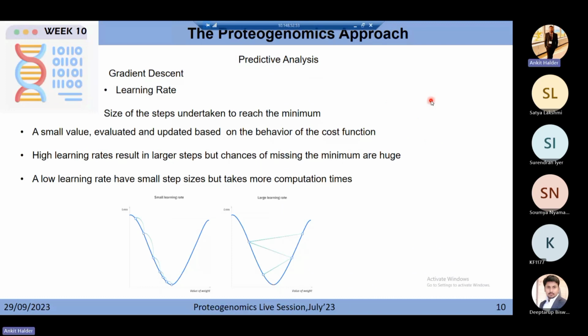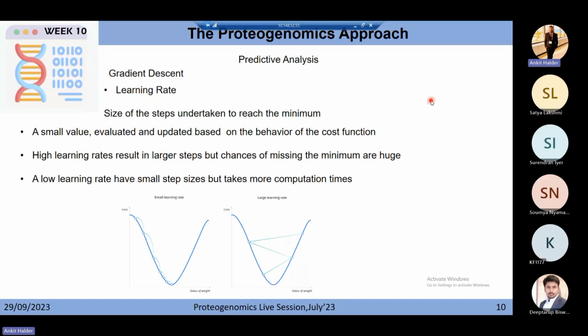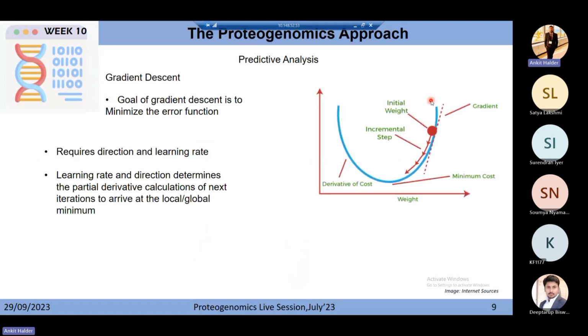Now, learning rate. So what is learning rate? We have discussed that for any model, we need to find the minimum cost function, and we need to find the maximal accuracy. The learning rate is the size of the steps undertaken to reach the minimum. For instance, if you start from here, you can take only one step and come here directly, or you can take multiple steps in between to come here. This is what is known as your learning rate.